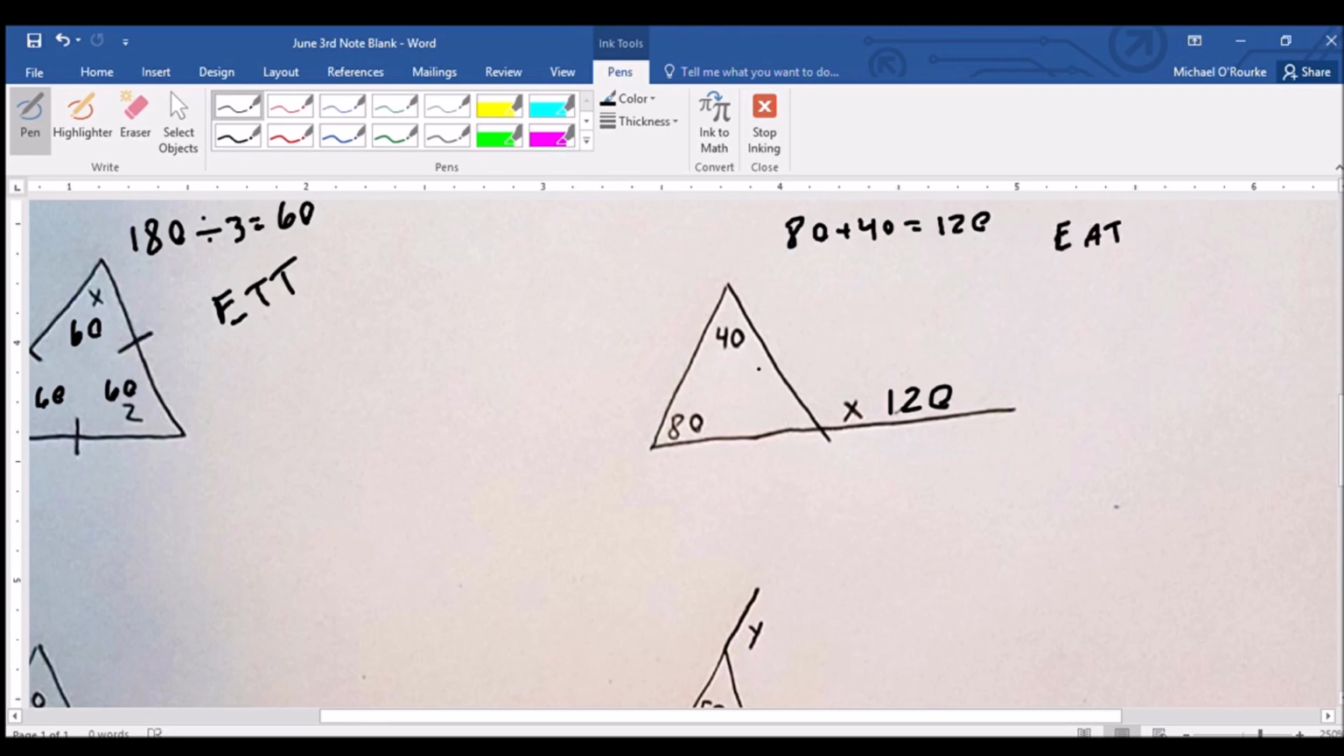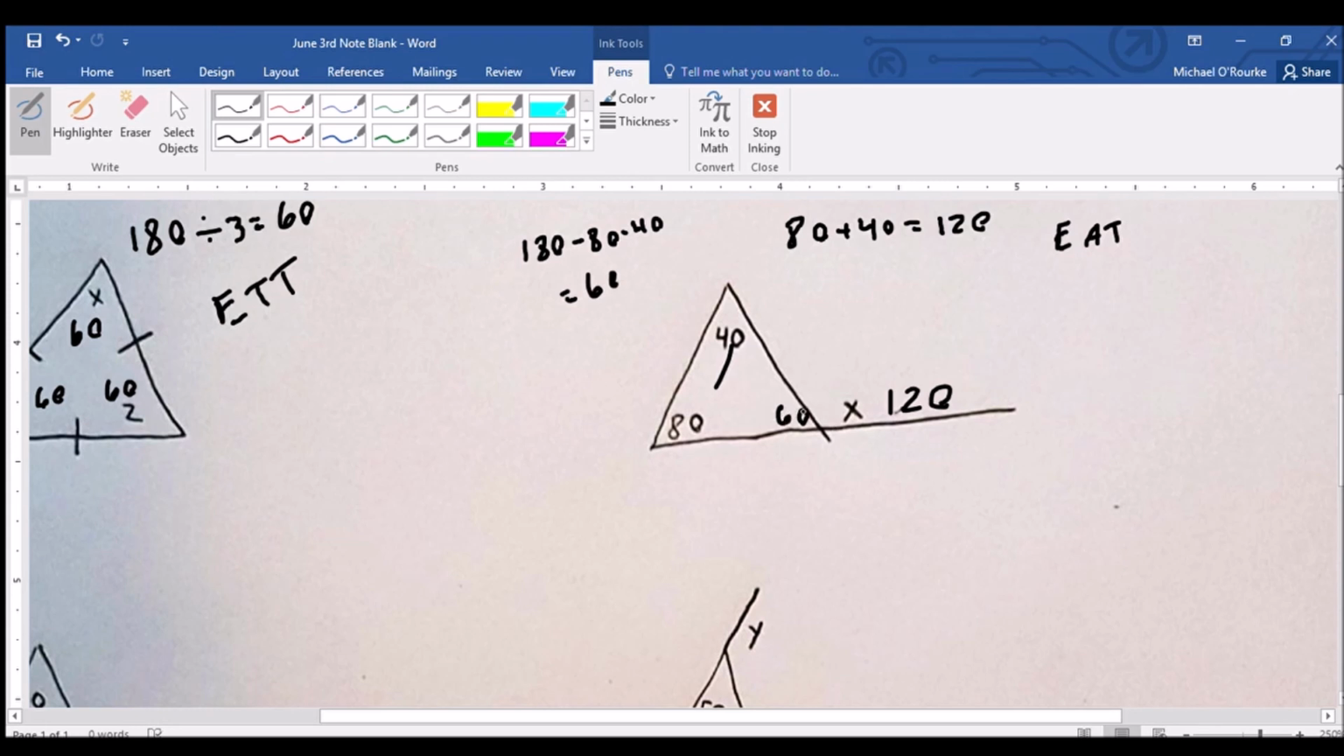Now, with that being said, let's prove it mathematically. I forget if I did in my notes. But if we look at this, how many degrees in a triangle? It was 180, right? So this angle here is the remainder of what's left. So 180 minus 80 minus 40 is going to equal 60, right?